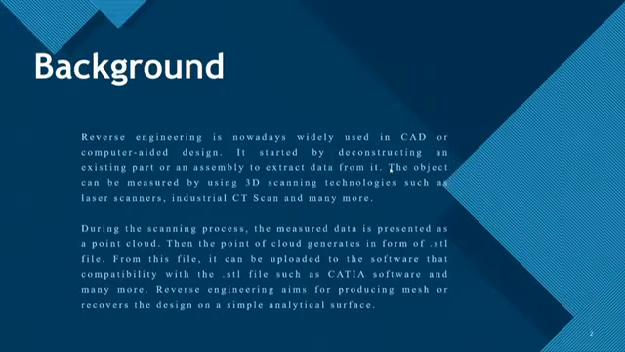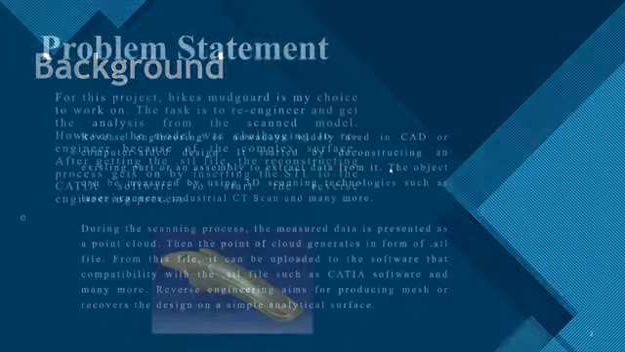Okay, background. Reverse engineering is nowadays widely used in CAD, or computer-aided design. It starts by deconstructing an existing part or an assembly to extract data from it. The object can be measured by using 3D scanning technologies such as laser scanner, industrial CT scan, and many more. During the scan process, the measured data is presented as a point cloud. Then the point cloud is generated in the form of an STL file. From this file, it can be uploaded to software that is compatible with the .stl file, such as CATIA software and many more. Reverse engineering aims at projecting mesh to recover the design on simple analytical surfaces.